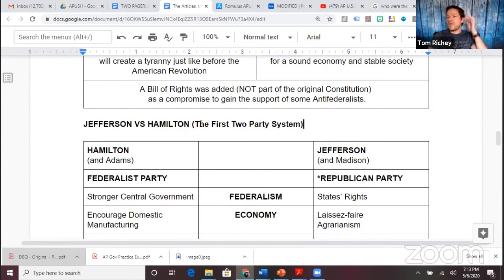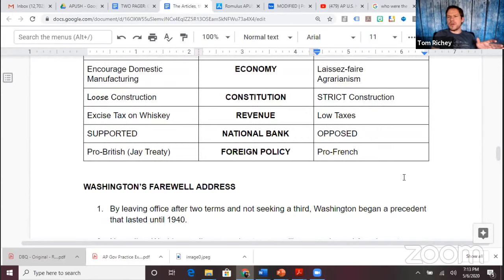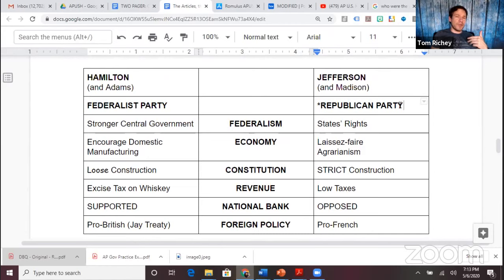So when we think about this, Alexander Hamilton and John Adams, Thomas Jefferson and James Madison, okay? So the Federalist Party and, of course, the Republican Party, which is referred to by a couple different names. I prefer Jeffersonian Republican Party. I think the exam in its current incarnation uses Democratic Republican, even though they used to use Jeffersonian Republican, which I think is a bit more accurate.